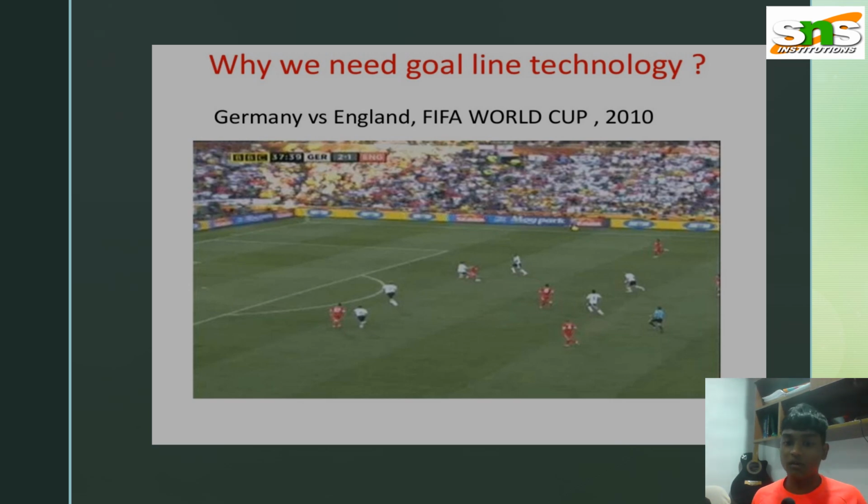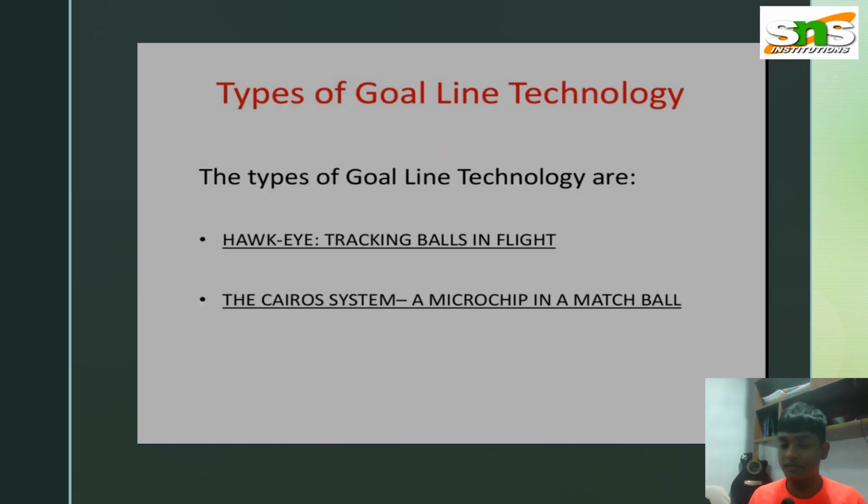So there will be no place for human error, and there will be fair play between both of the teams. So why do we need goal line technology? As I said, I have a small example. It's a video, I'll play it later. These are the two types of AI tools I've been talking about. One is Hawkeye, tracing balls in flight, and the other is the Keras system, which is a microchip in a ball.